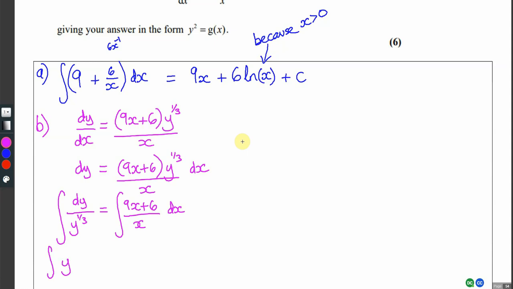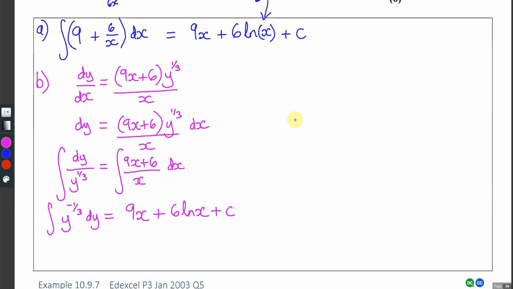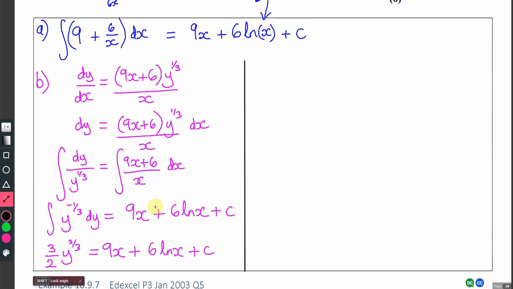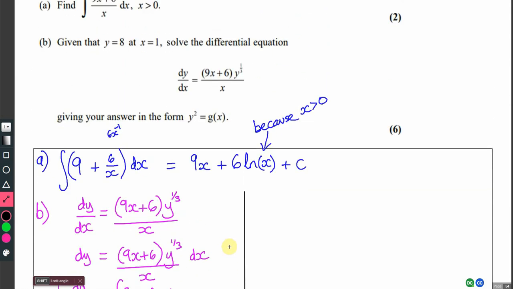I'm going to rewrite the left hand side as y to the power minus 1/3. That's the same as 1 divided by y to the power of 1/3. The right hand side we've already done. So now I'm going to integrate the left hand side. Okay, that's both sides integrated. That's the general solution. Let's now find the particular solution that satisfies y is 8 when x is 1.